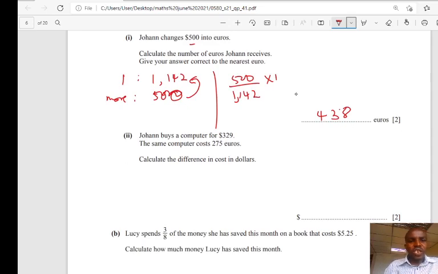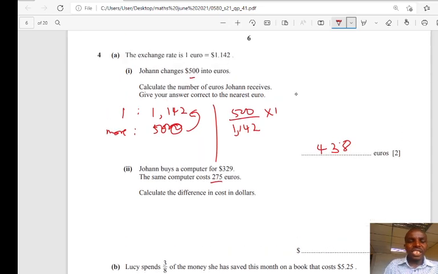Next, Johan buys a computer for $329. The same computer costs 275 euros. Calculate the difference in cost in dollars. So the difference in cost means you have to convert this 275 to dollars. Then you subtract from 329. Use the same exchange rate.